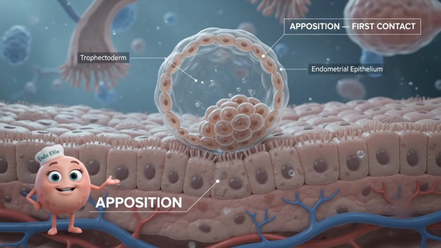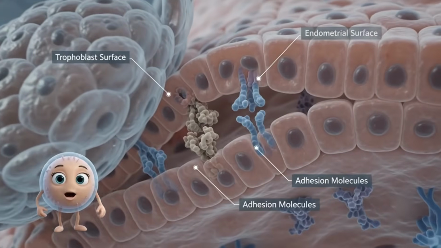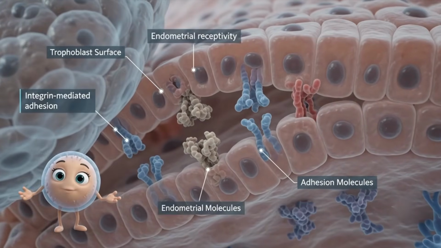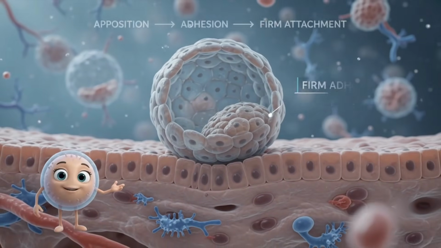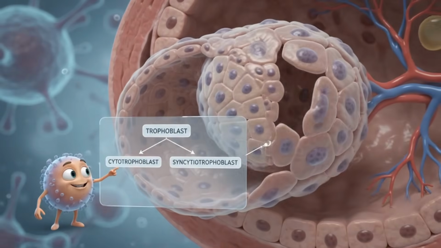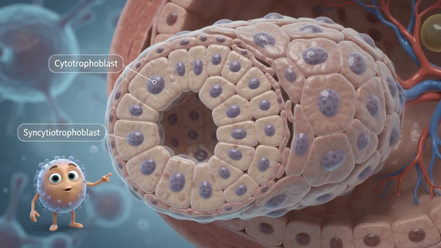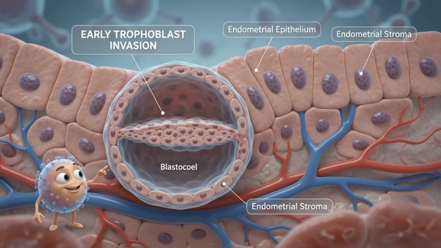This first loose interaction between the blastocyst and the endometrium is followed by adhesion. Adhesion molecules help the blastocyst become firmly attached to the endometrial surface. After firm attachment, the trophoblast begins to specialize into two populations. The inner cytotrophoblast remains organized, while the syncytiotrophoblast invades the endometrial surface.